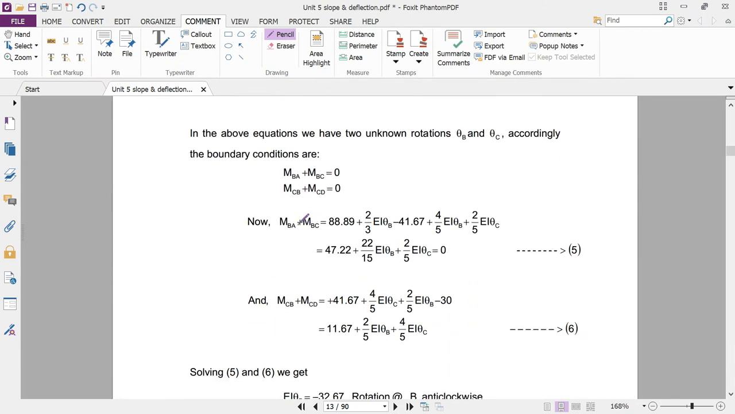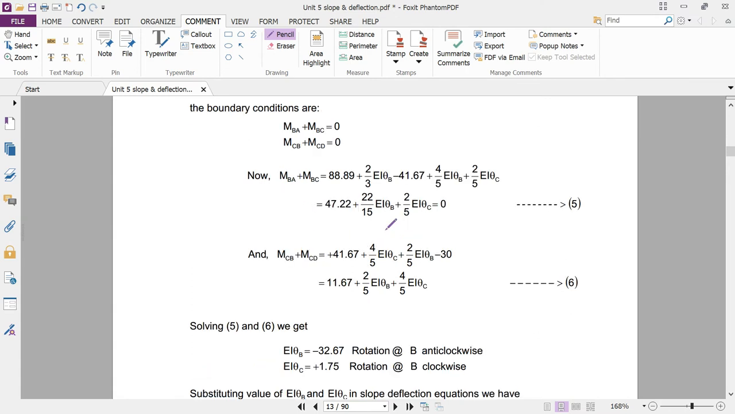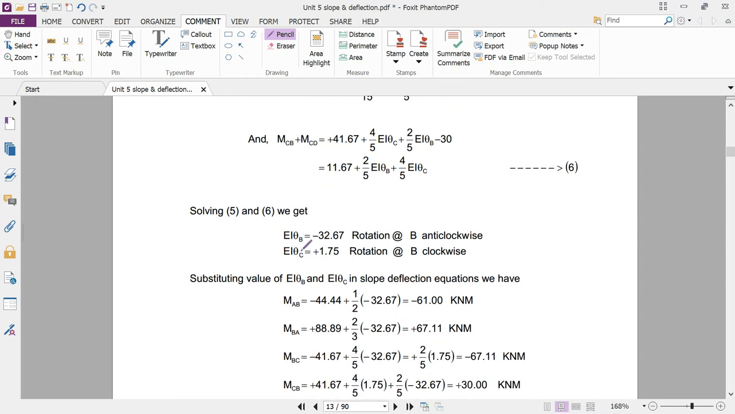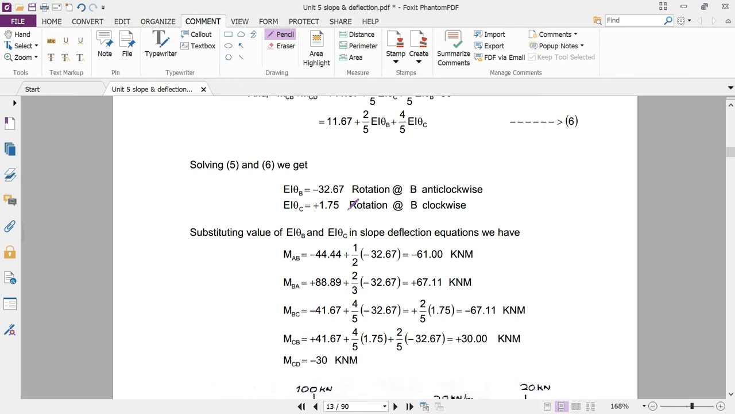So we have to put all this value very carefully, and we will form the next equation, that is equation number 5 and 6, by incorporating all the values in the above equation. After solving equations 5 and 6, we will get the unknowns theta B and theta C. The first value is minus and the second value is positive. Minus represents the moment is anti-clockwise, and plus represents the moment is clockwise, that is positive.